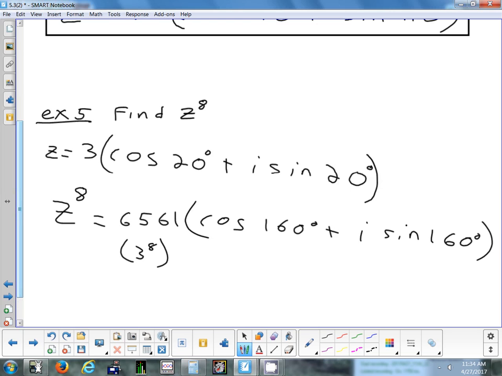Let's see, 160. The 160, let me write down, we got 8 times 20. Take your angle, multiply by the power. 8 times 20. Okay, any other questions on raising to a power in polar?